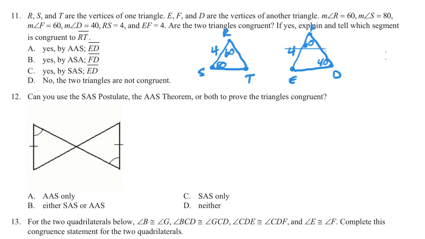Well, they would have been congruent if this angle was 40, but it wasn't. It's on this side. So none of these will prove the triangles congruent. So I would say no, the two triangles are not congruent because this is 60. R corresponds with F. S corresponds with D. It should have been this side that we needed the measurement for. So we're missing the included measurement for the second triangle.